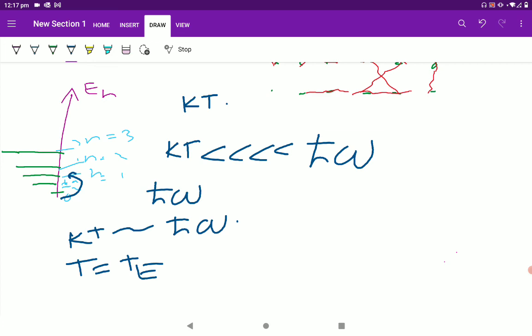So in the next lecture, we will study the adiabatic principles to describe the vibration of these atoms.